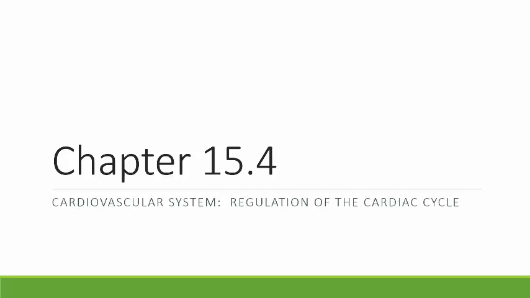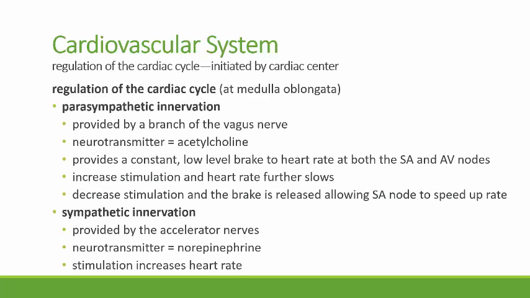So in this video, we're going to be looking at the regulation of the cardiac cycle. We've learned the sequence of the cardiac cycle, so let's talk a little bit about how it is regulated. There are two kinds of innervation that serve the heart: parasympathetic innervation and sympathetic innervation. These are both autonomic regulation of the heart.